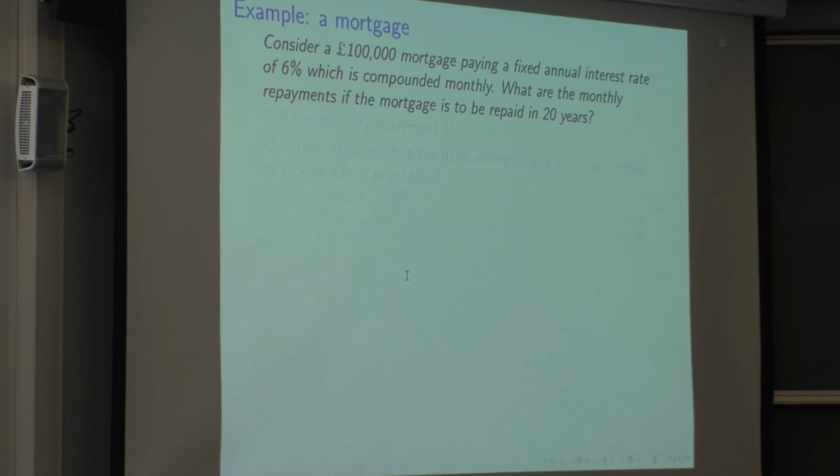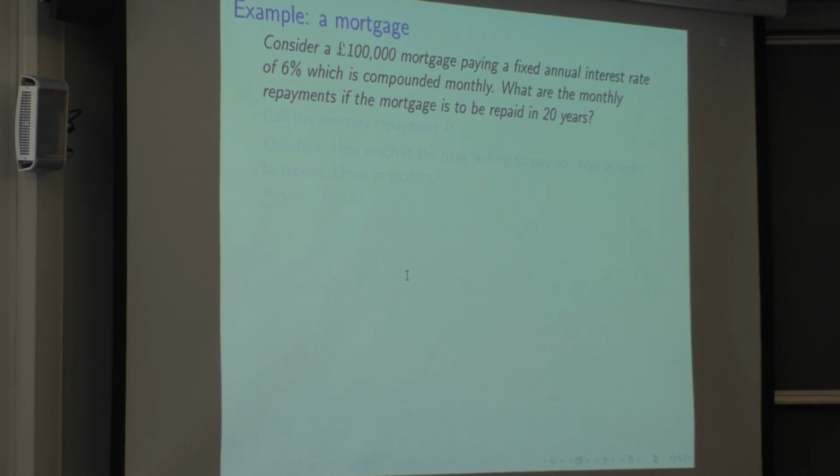Let's talk about mortgages. So what is a mortgage? A mortgage is a loan that is given with some asset being a security for the loan. So if you buy a house, you get a mortgage, which is a loan to buy the house. If you don't repay the loan, people take your house. Okay, so let's have a look at a typical such mortgage. Let's talk about a £100,000 mortgage.